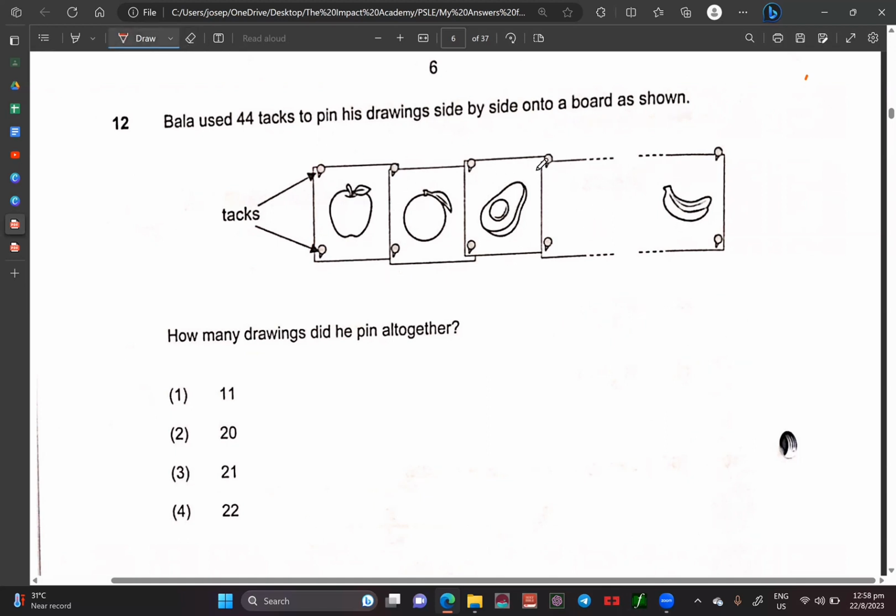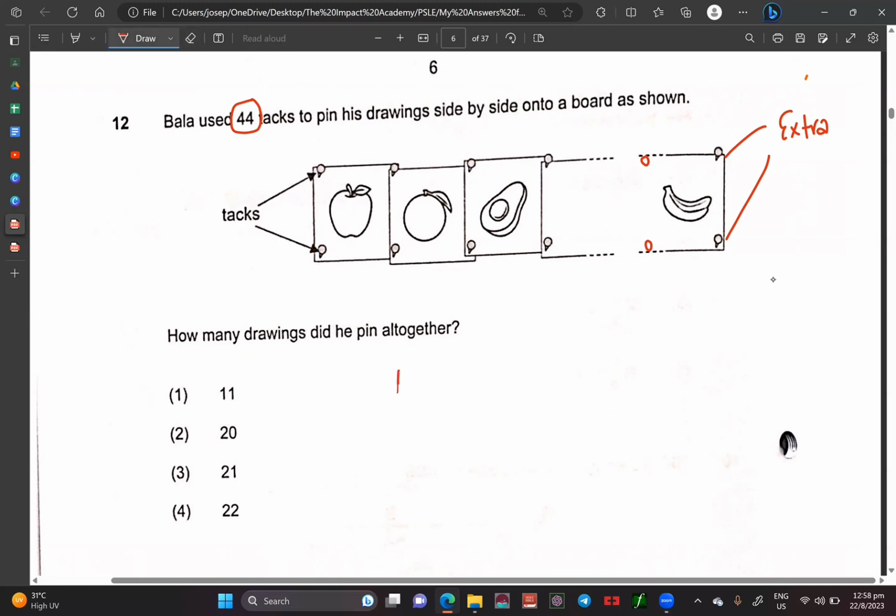So what we want to do, whenever you see something like this, is you either solve it in terms of groups, or what I like to do is remove the extra. I know that the total is 44, but did you realize that for the last picture, the one with the banana, there are actually 2 tags over here? And why is it that I have to have these last 2? It's so that I can secure the other side of the paper. So now you do realize that these 2 are basically my extra. Because each picture will only have 2, but for the last one, there are 4 in total.